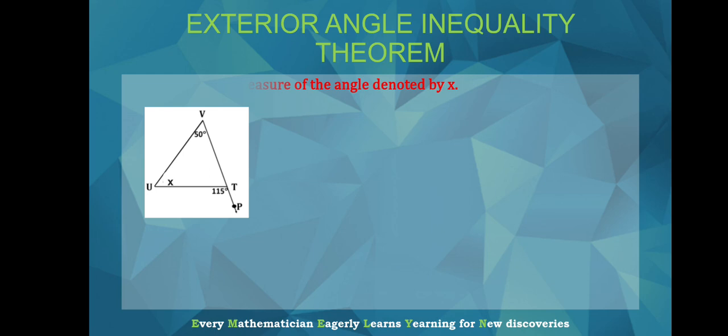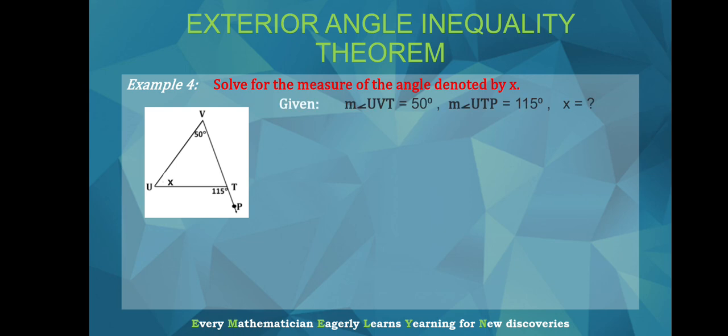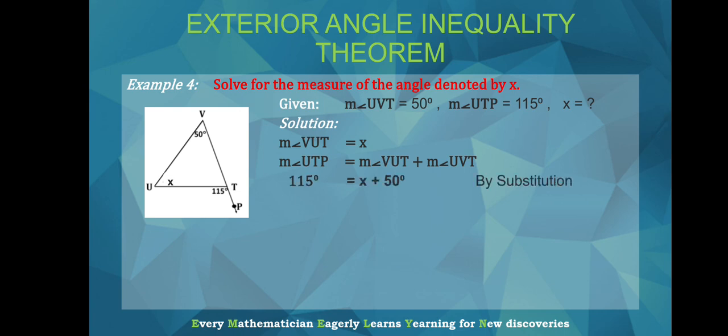Let's proceed to example 4. Solve for the measure of the angle denoted by x in the triangle, given the measure of angle UVT equals 50 degrees and the measure of angle UTP equals 115 degrees. What is the value of x? Solution. The measure of angle VUT equals x. Applying the exterior angle inequality theorem, our equation is the measure of angle UTP equals the measure of angle VUT plus the measure of angle UVT. By substitution, 115 degrees equals x plus 50 degrees.